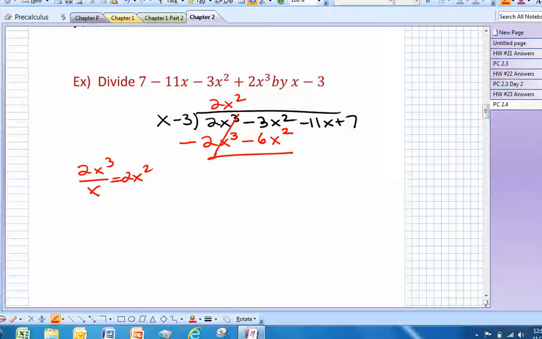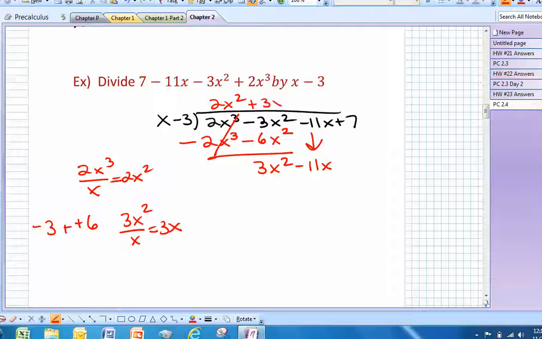Negative 3 minus a negative 6, well, remember, becomes plus 3x squared. Bring down the 11x. Then remember, 3x squared divided by x gives you 3x. Multiply. So 3x times x is 3x squared. 3x times negative 3 is negative 9x. Subtract. Cancels out. Negative 11 minus a negative 9 is the same as negative 11 plus 9, which is negative 2x. Bring down the 7.